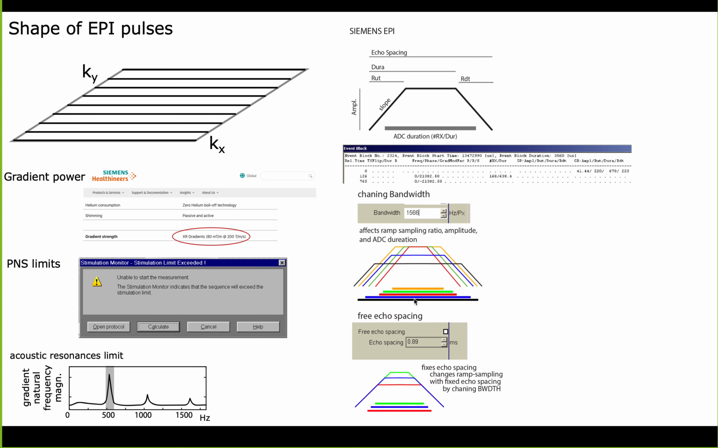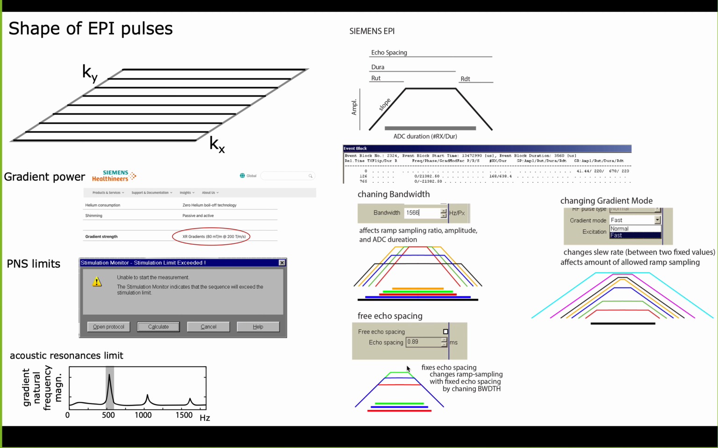Some sequences allow you to change the bandwidth independently of the ramp sampling. For example, some sequences have this free echo spacing parameter where you basically have the same echo spacing but then only change the ramp sampling, meaning the flat top and also the gradient magnitude. The thing that's usually not changed at all is the slew rate, so kind of the slope of how fast you switch on your gradient.